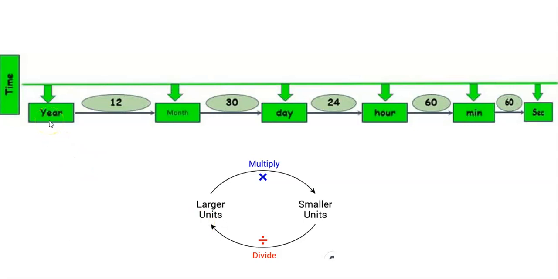Here 1 year سنة واحدة equals to 12 months. 1 month has 30 days. 1 day has 24 hours. And 1 hour has 60 minutes. 1 minute has 60 seconds.